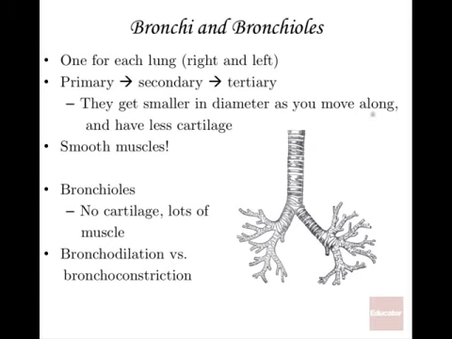And they do get smaller in diameter as you move along, and they have less and less cartilage. By the time you get to what are called the bronchioles, which are branching off of all of these tertiary bronchi, you're not going to have any cartilage at all. And the purpose of that is as you move through and you get less and less cartilage, you're able to expand and contract those passageways more. The cartilage isn't inhibiting it. And that's good in terms of getting more air or less air into your lungs when the need is there. And yes, smooth muscles are lining the bronchi and bronchioles.